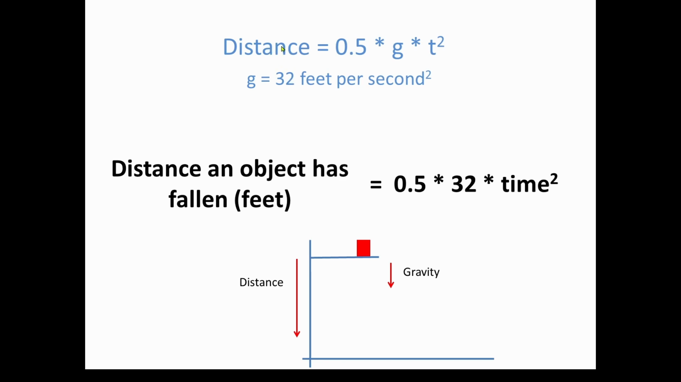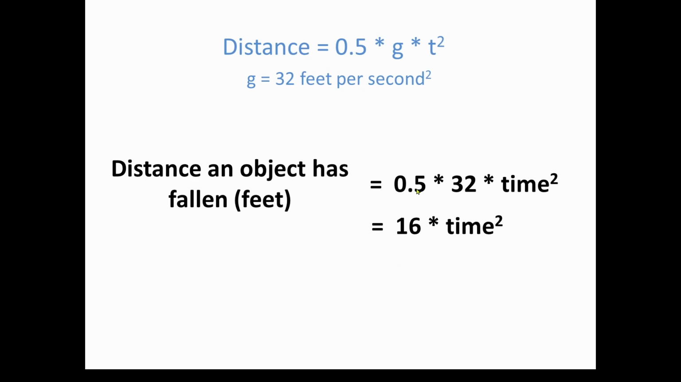So to solve for the distance it has fallen, just 0.5 times 32 times whatever the time is you're calculating. So the distance an object has fallen in feet is 0.5 times 32 times time squared. So you just fill in the time. And that will define the distance it has fallen due to gravity.